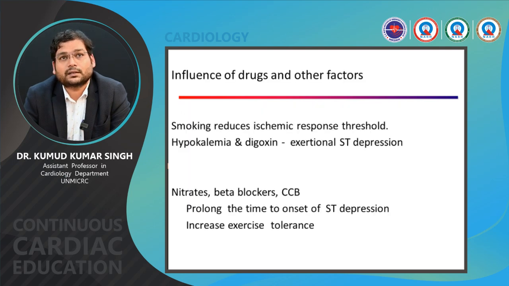Influence of drugs and other factors. Smoking reduces the ischemic response threshold. Hypokalemia and digoxin can cause false positive ST depression, so the specificity of the test goes down, although sensitivity remains the same. The use of nitrates, beta blockers or calcium channel blockers prolongs the time to onset of ST depression. It increases the exercise tolerance.